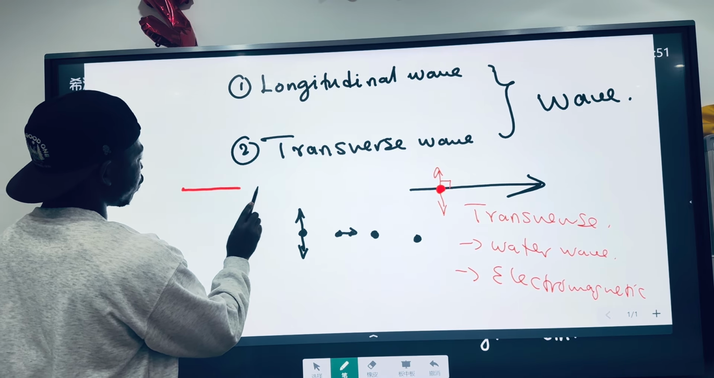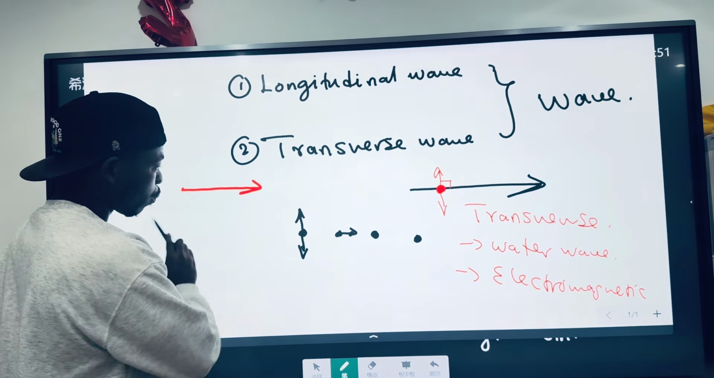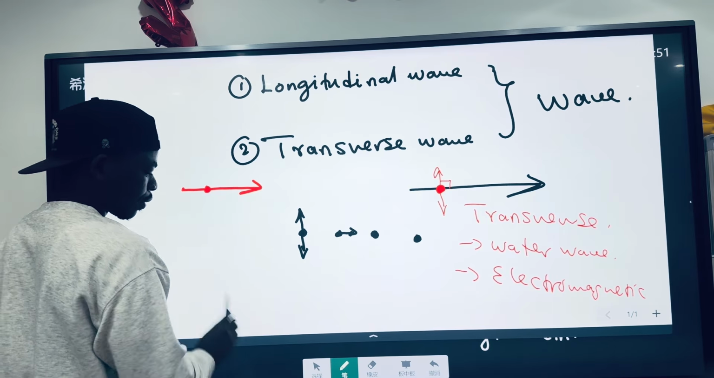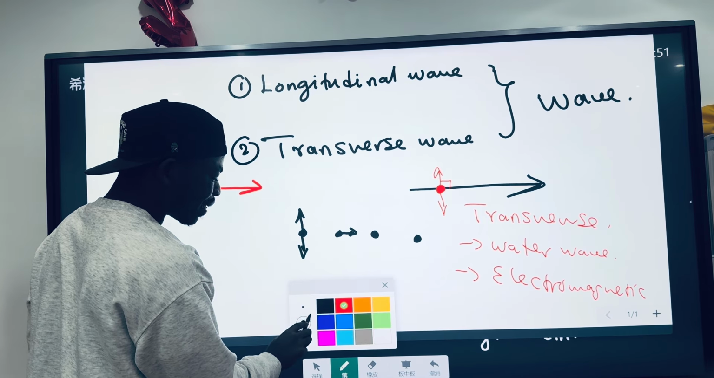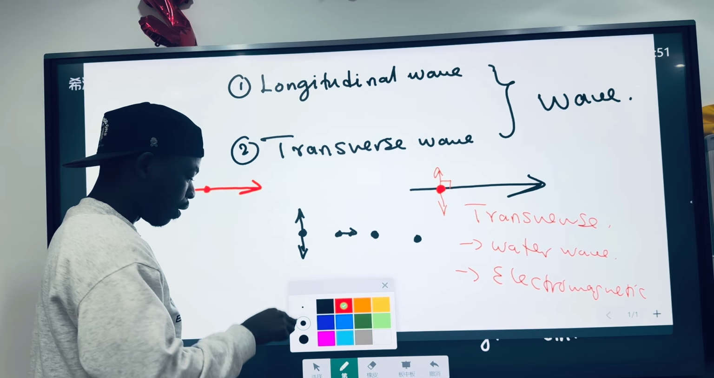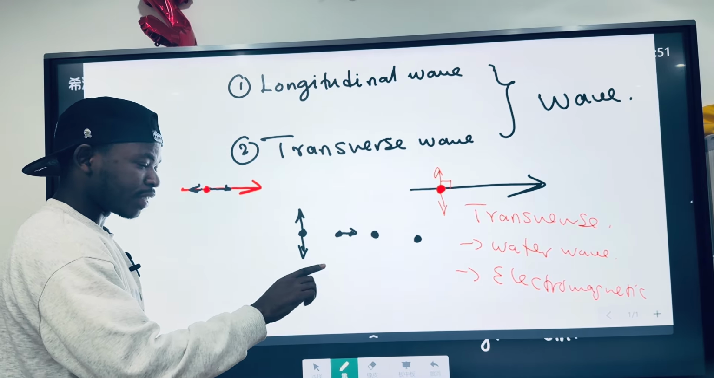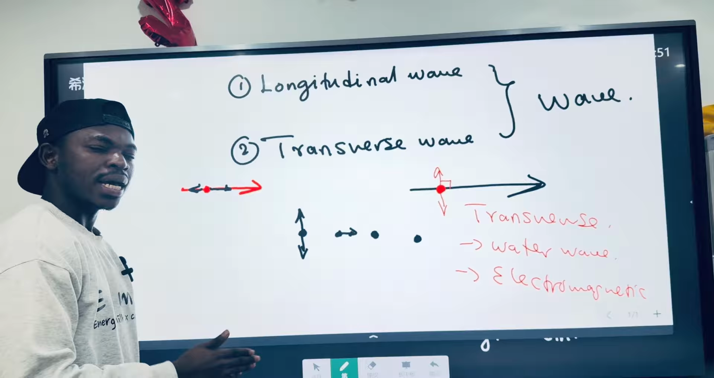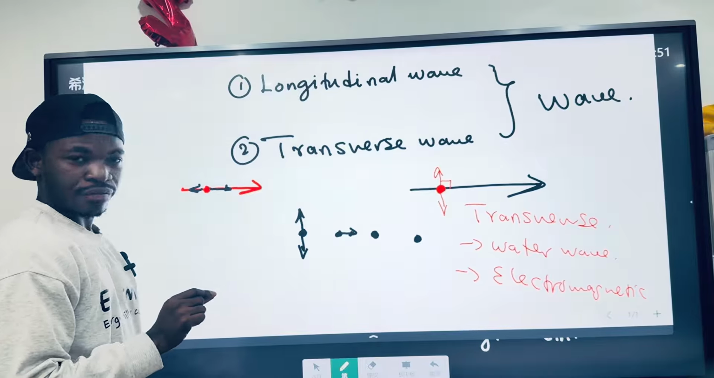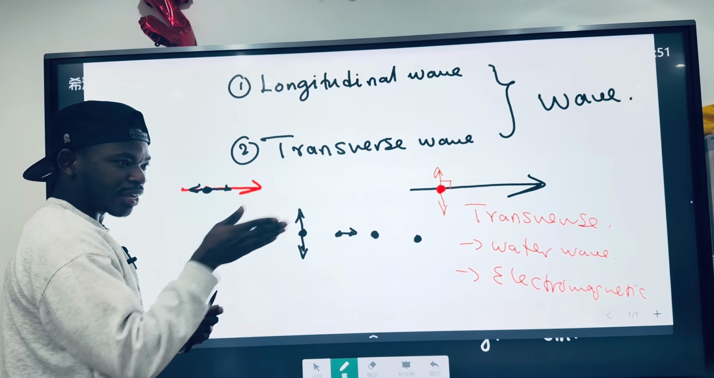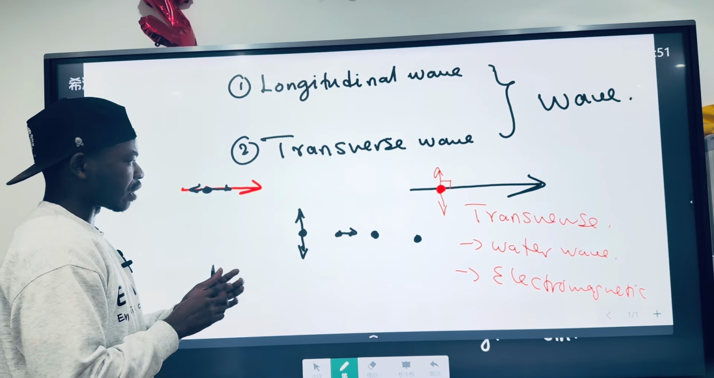let's suppose the wave is moving in that direction. But this time around, we have this particle here. This particle here is not vibrating up and down. No, it's vibrating back and forth. It's vibrating forward and backwards, parallel to the direction of the wave. So you can see that here, the particle is now vibrating in the same direction as the wave travel.